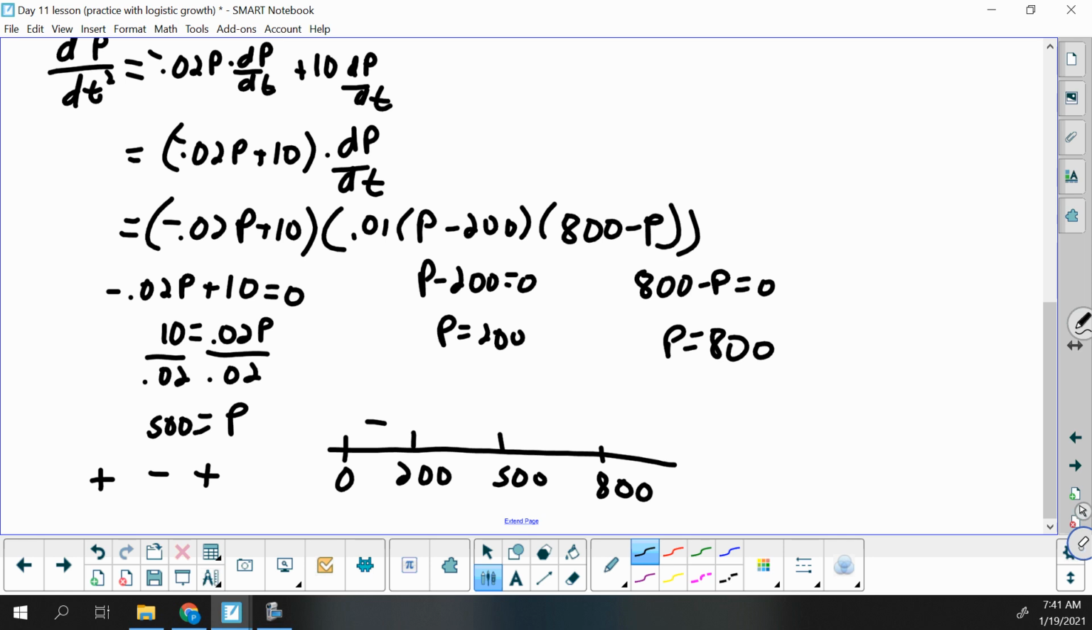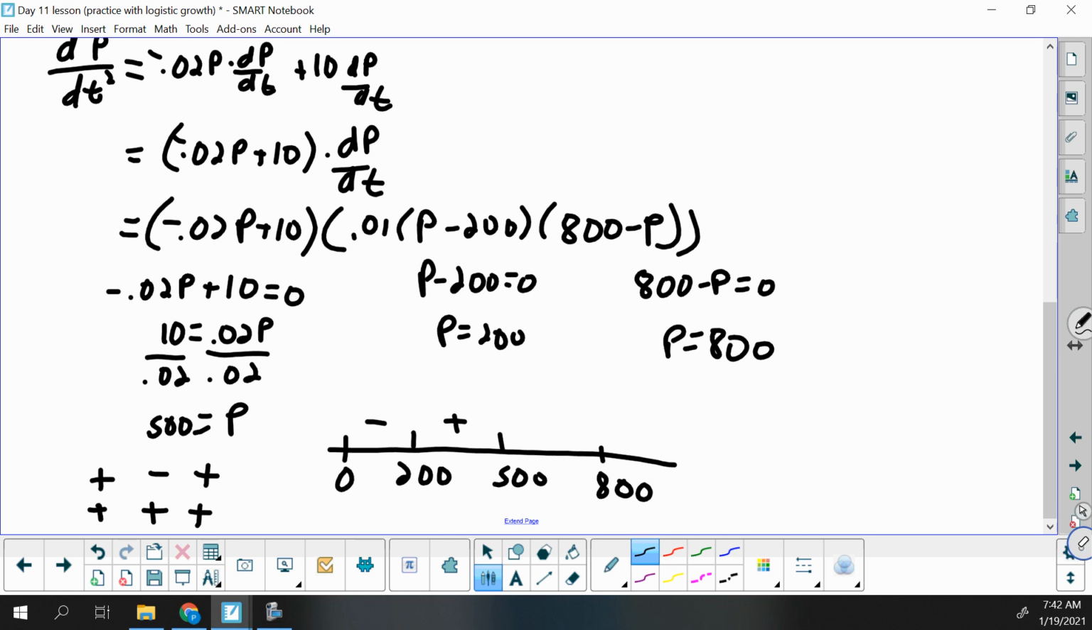If you do something like 400, again, remember negative 0.02 is negative 2 over 100. So if you do 400, that's going to be negative 8 plus 10, so you'll still get a plus. 400 minus 200 will give you a plus. And 800 minus 400 will give you a plus. So we have a plus here.